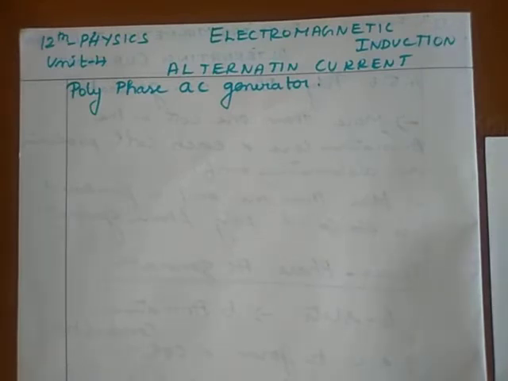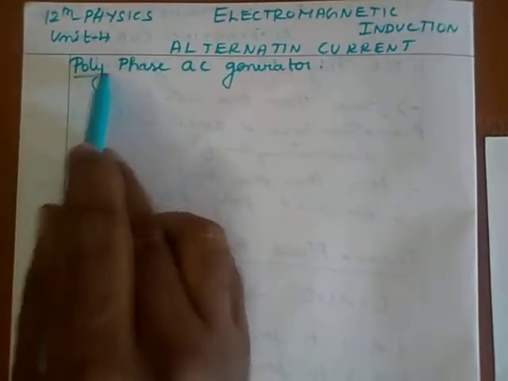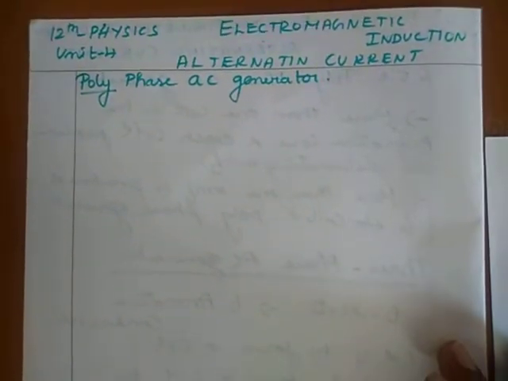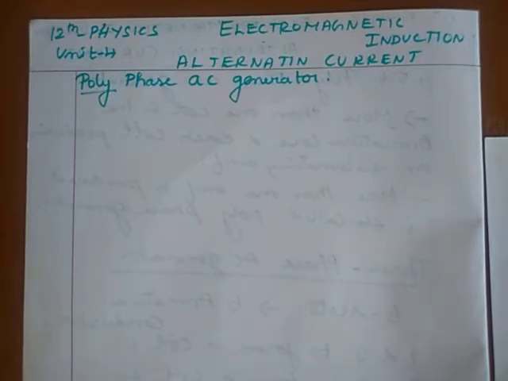Here in this video, let us see the polyphase AC generator. Poly means more than one. In our previous video, we learnt about the single phase AC generator. That single phase AC generator produces a single phase AC EMF. In that generator, there is only one armature coil. Here in polyphase, more than one armature coil is there.